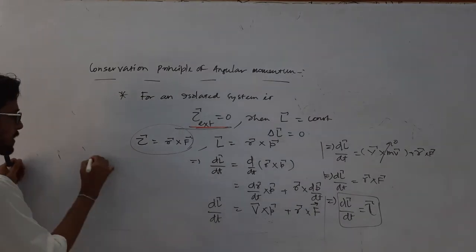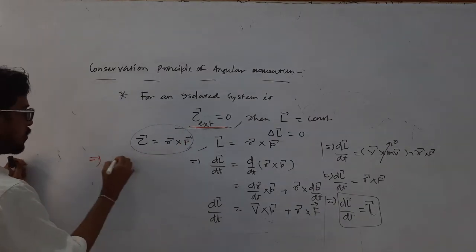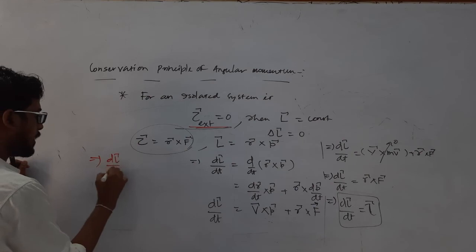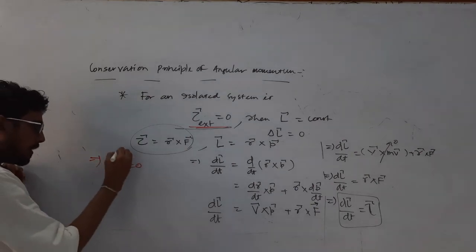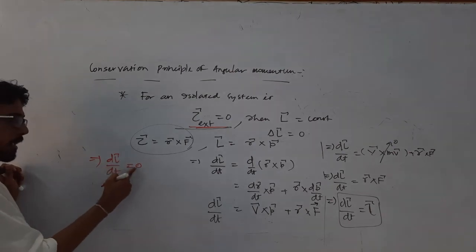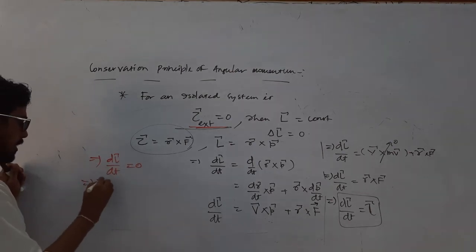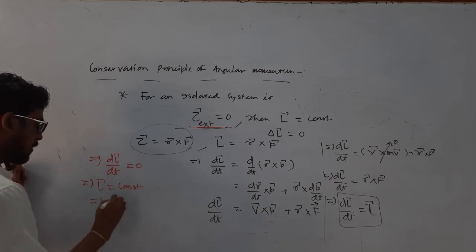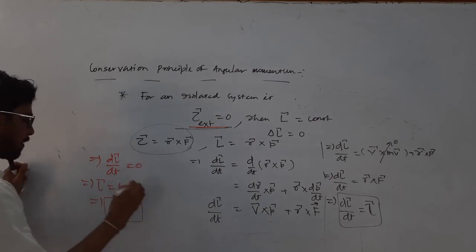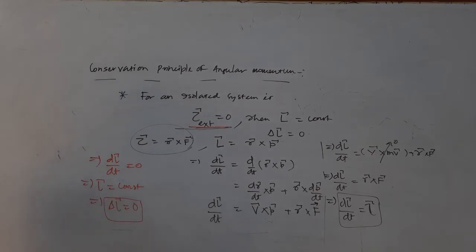So this implies I can write what as tau external is 0. So dL vector by dt equal to 0. And if the derivative of L with respect to time is 0, this implies L vector must be constant or the change in angular momentum equal to 0. Clear? This is what is known as conservation principle of angular momentum.